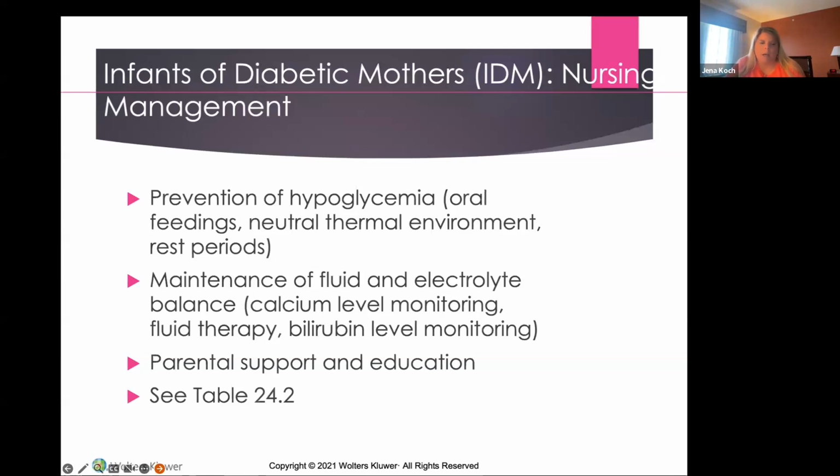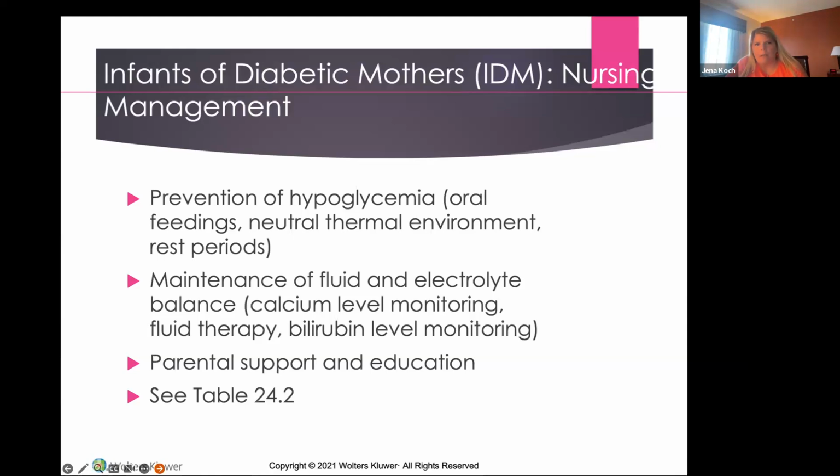We can start IV fluid therapy if needed. All newborns have bilirubin level checks at 12 hours and 24 hours of life, but we want to make sure that we're also monitoring that as well. And then providing support and education to the parents.